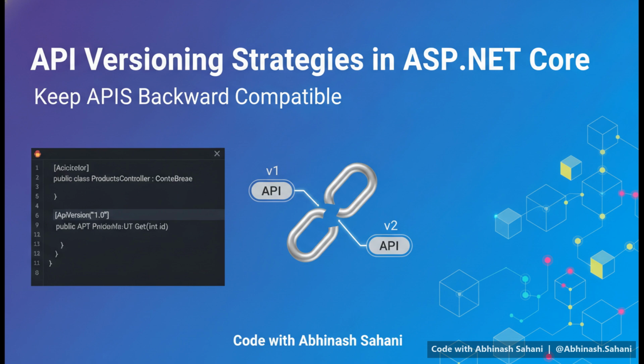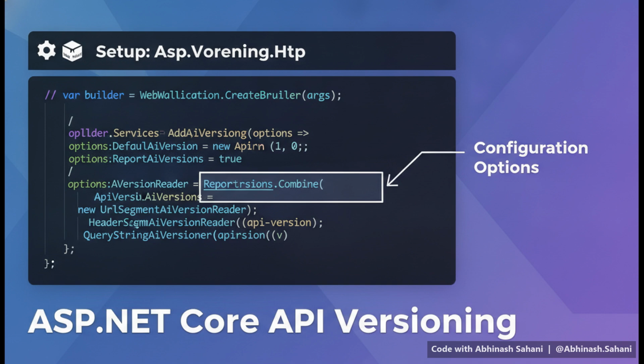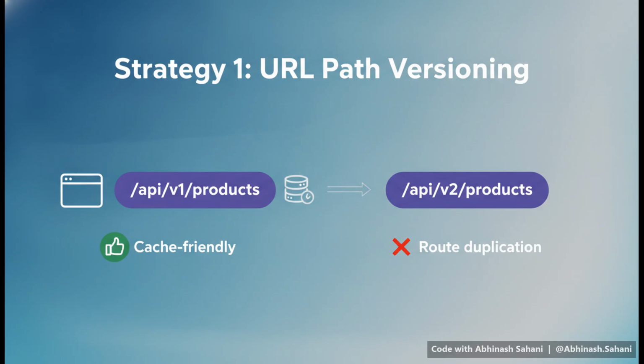We'll use Asp.Versioning.Http, the official successor to the old Microsoft.AspNetCore.Mvc.Versioning package. It plugs into your Program.cs with a single AddApiVersioning call. You set a default API version, turn on ReportApiVersions so every response tells clients what's supported, and configure an API version reader that can combine multiple strategies at once, which is handy during a migration period before you standardize on one.